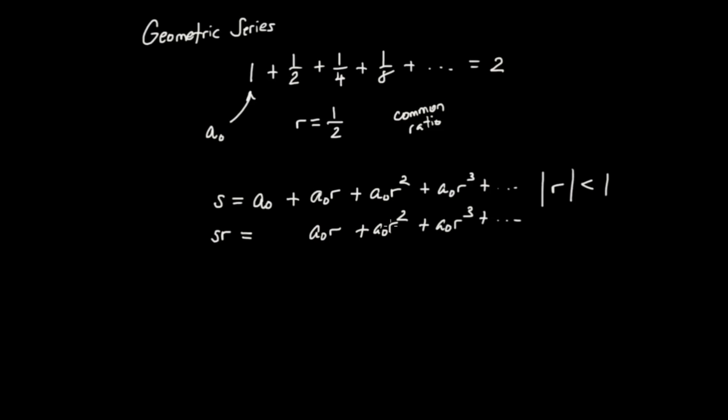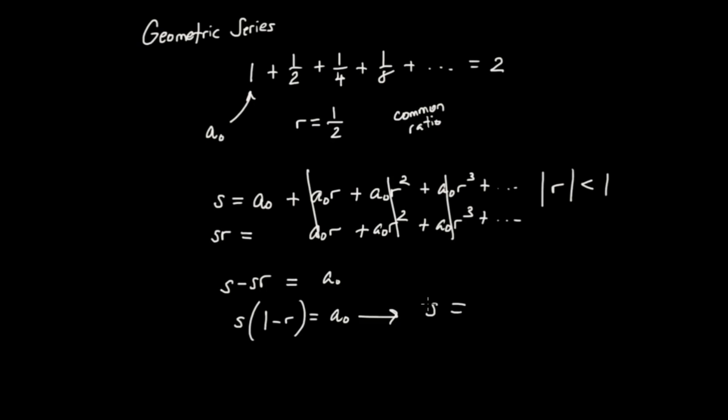You'll notice I wrote them with the columns matching up, because what I'm going to do next is subtract both sides of the equation. I subtract the left-hand side, and I get s minus sr is equal to... Now on the right-hand side, all of these columns will cancel out, and the term that's left is simply a naught. Now I can factor out the s on the left-hand side, and I get s times the quantity 1 minus r is equal to a naught. That implies that if the geometric series converges, the thing that it converges to, called s, is given by a naught divided by 1 minus r.